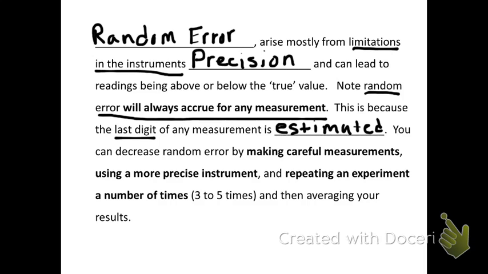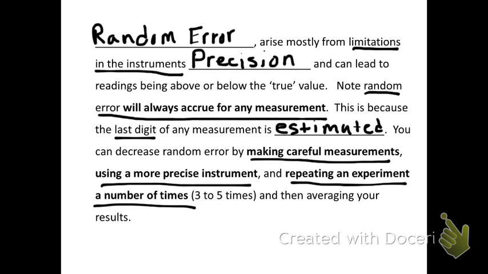You can decrease random error, though, by making careful measurements, by using a more precise instrument, and that means a more precise instrument has more significant digits or figures that can be recorded, and repeating an experiment a number of times. Usually our experiments we're going to repeat 3 to 5 times so that we can reduce our random error problem.